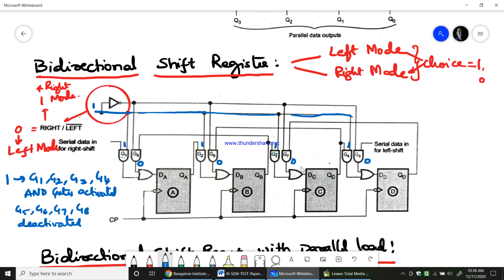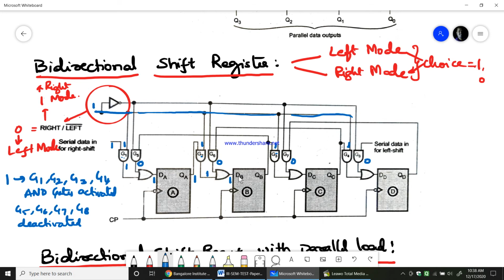Now whatever input I give here, for example if I give 1 as an input, that 1 ANDed with 1 will give you 1, then 1 ORed with 0 will give you 1. So the first serial input came into DA from the left mode. Now you press the clock pulse, that DA gets stored, and it comes to QA. Now this QA is 1 and 1 is ANDed with 1, so you get 1. 1 is ORed with 0, you get 1. So therefore, see, the shifting operation is happening now.